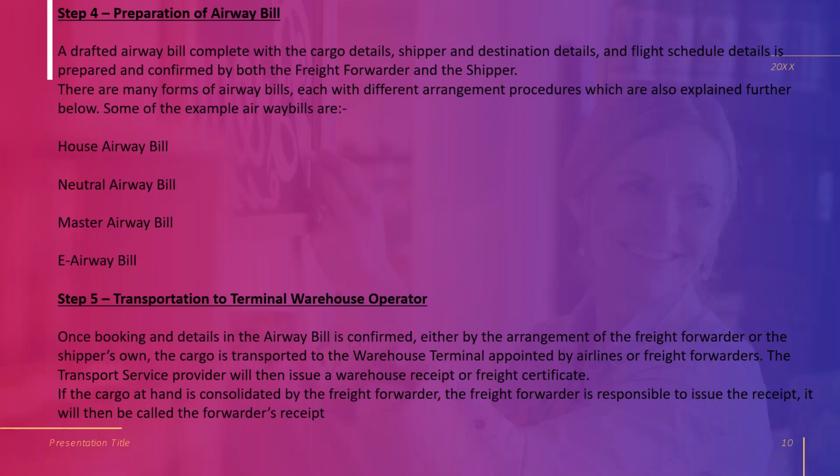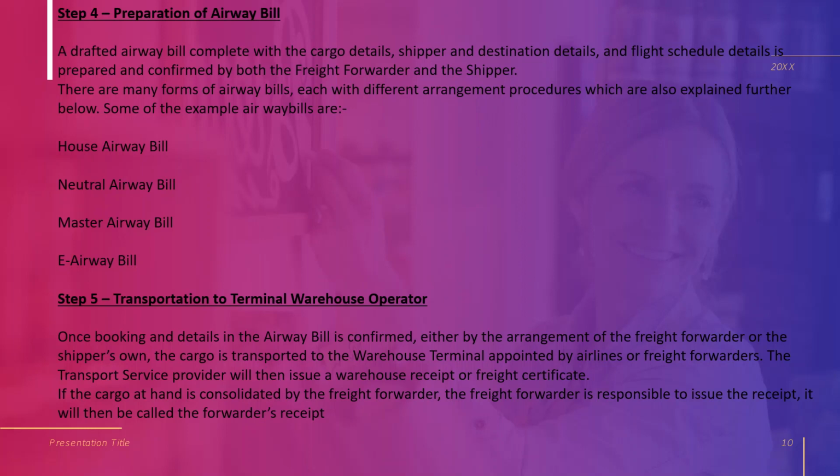Okay. Next step is transportation to the terminal warehouse operator, once the booking and details in the airway bill are confirmed. After we get the airway bill, we will check and confirm that it is okay. Either by the freight forwarder or the shipper, the cargo is transported to the warehouse terminal appointed by the airline. That is, from the shipper's location it will be transported to the warehouse of the freight forwarder. Then they will issue a warehouse receipt or freight certificate.